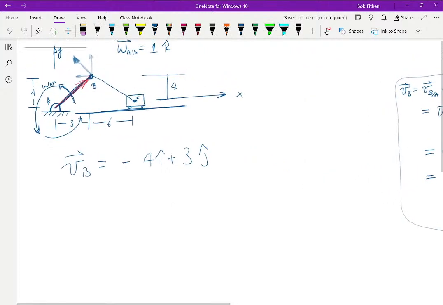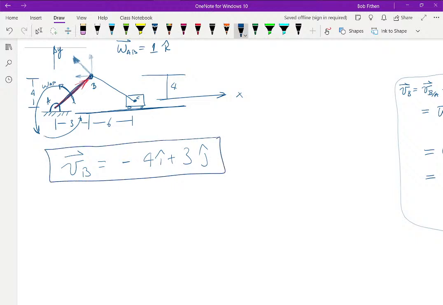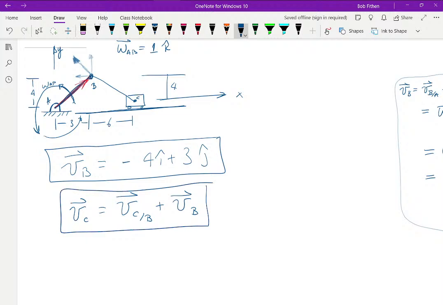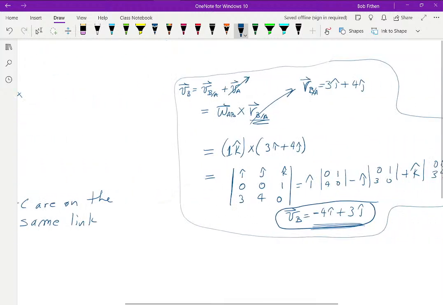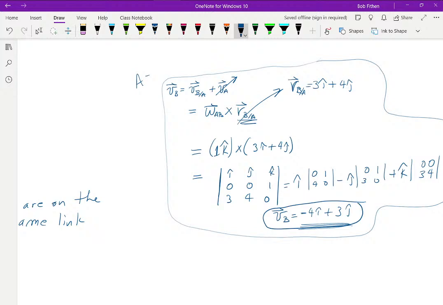Now, here's the next key. I'm moving down a link. Okay, velocity of C is equal to velocity of C relative to B plus velocity of B. Okay, B and C are on the same link. Over here, A and B are on the same link.